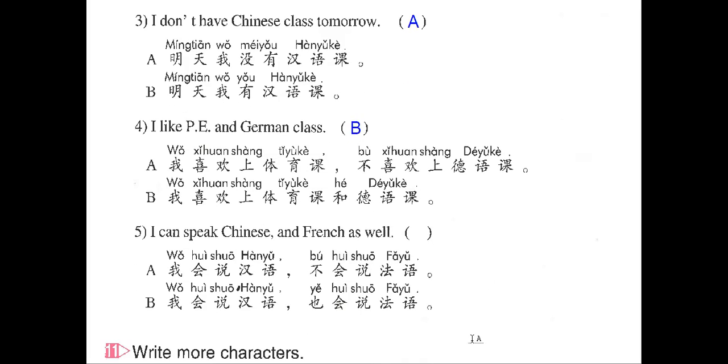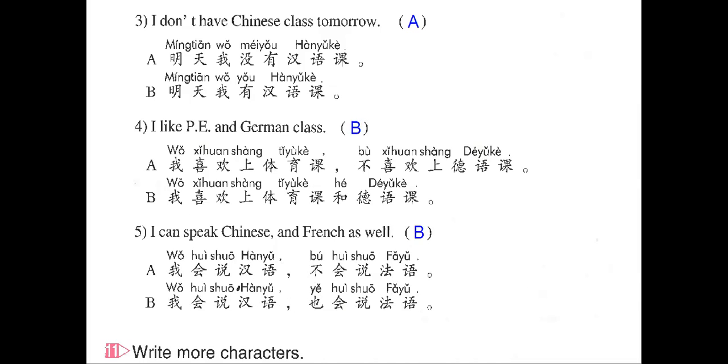Now we move to the next one. Number 5, I can speak Chinese and French as well. 我会说汉语，不会说法语. I can speak Chinese. I can't speak French. Or 我会说韩语，也会说法语. I can speak Chinese. Also can speak 法语 French. As I can speak both of them, the correct one in this case would be B. So please check your answers, and we're going to finish with the last exercise.